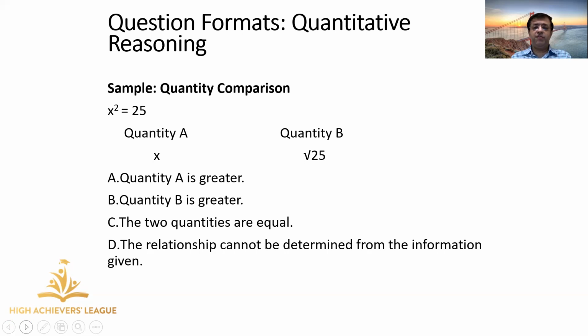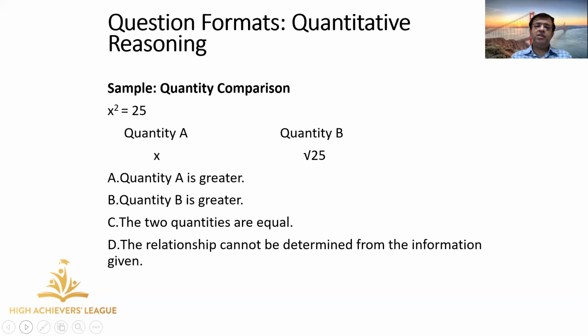When I go to different universities all over Pakistan, I have seen that students have the tendency to say out loud that the correct answer is C. That's because they think if x squared is 25, then x is 5, and the square root of 25 is 5, so they're equal. But if we look carefully, if x squared equals 25, then x should equal plus or minus 5, not just plus 5.